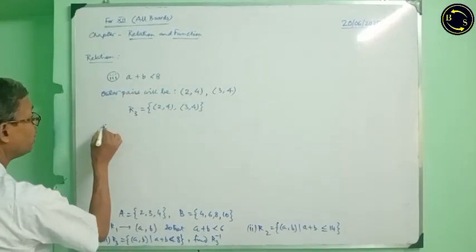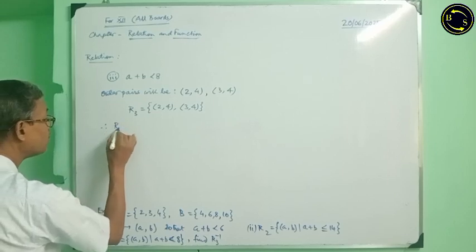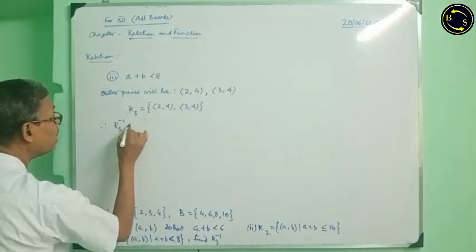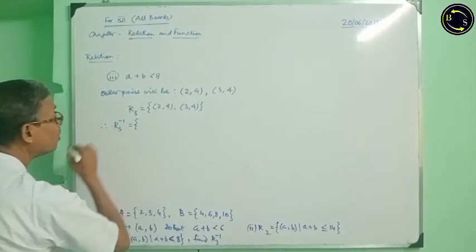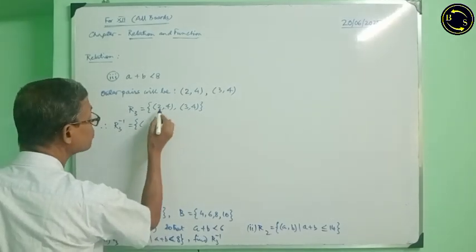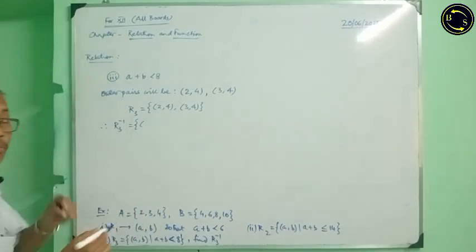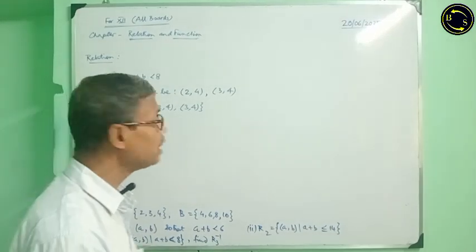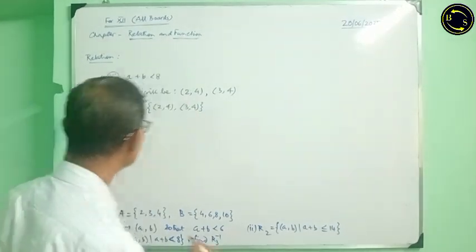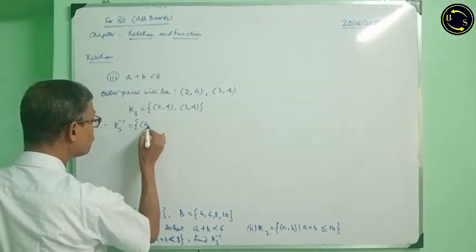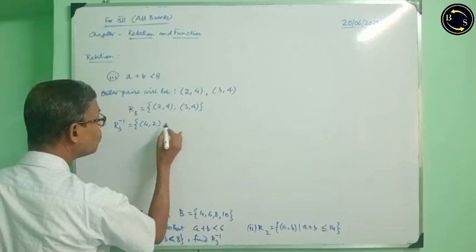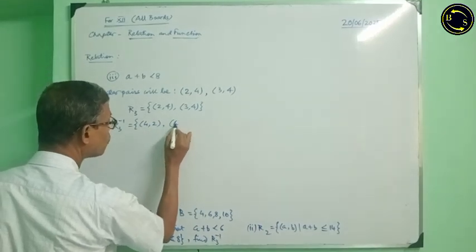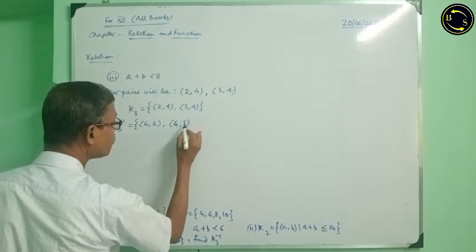Therefore, the inverse relation will be just the components or elements of the ordered pairs interchanged. That means (4, 2), (4, 3).